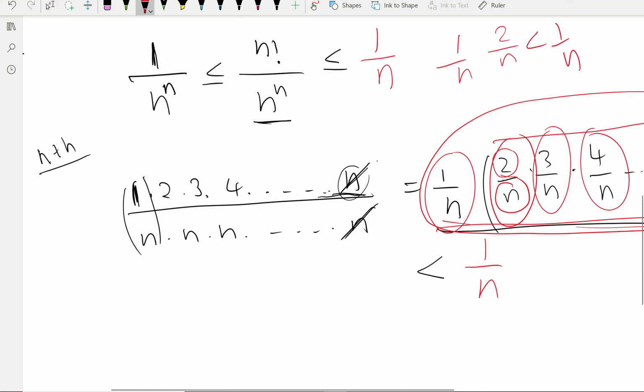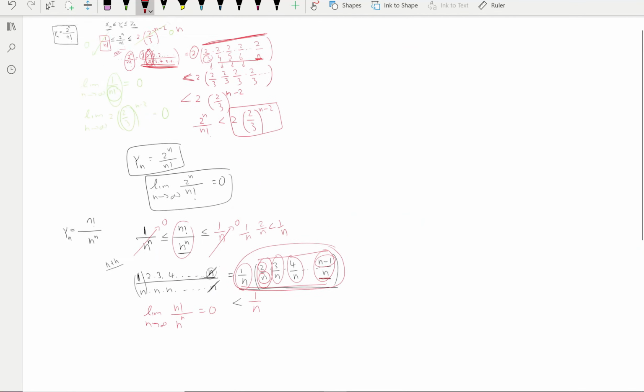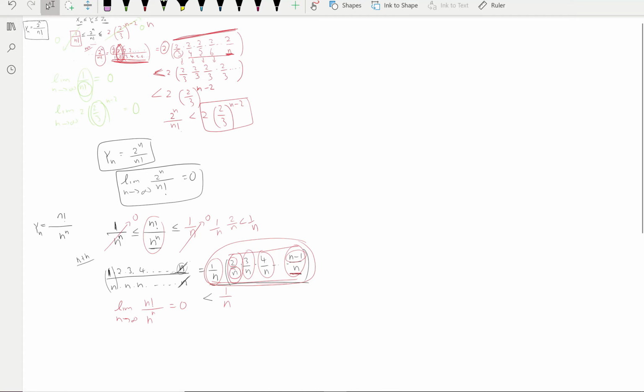The limit of 1 over n, here the limit is 0, right? When n gets large, 1 over n will get smaller and approach 0. So what is the limit of n factorial over n to the power n? It is 0 because of the squeeze theorem. So this sequence is convergent to 0. Alright, interesting, right? Two interesting examples of the squeeze theorem. They are a little bit challenging, a little bit of thinking to do, but they were fun examples.